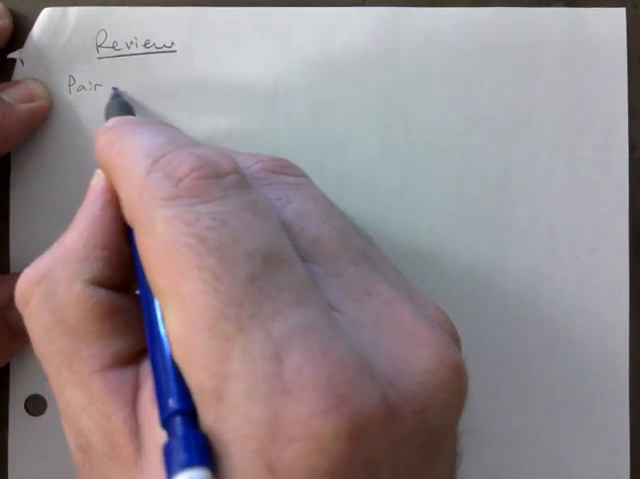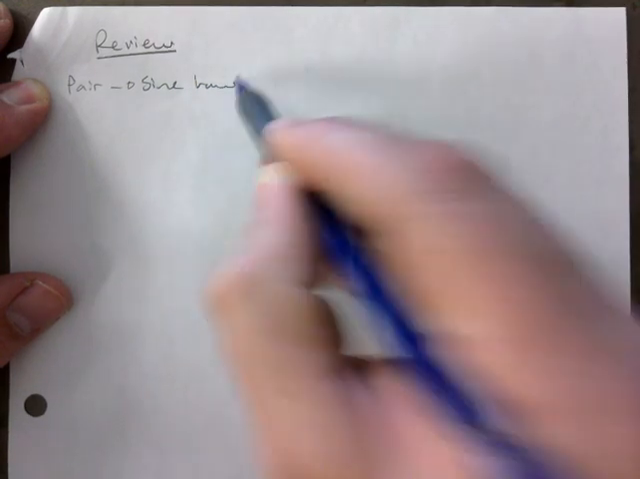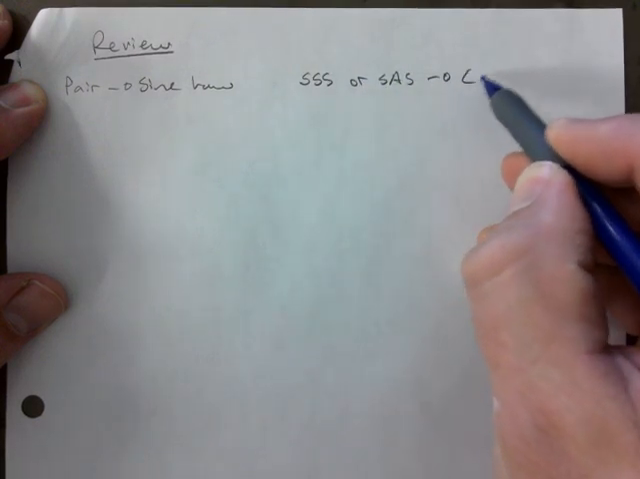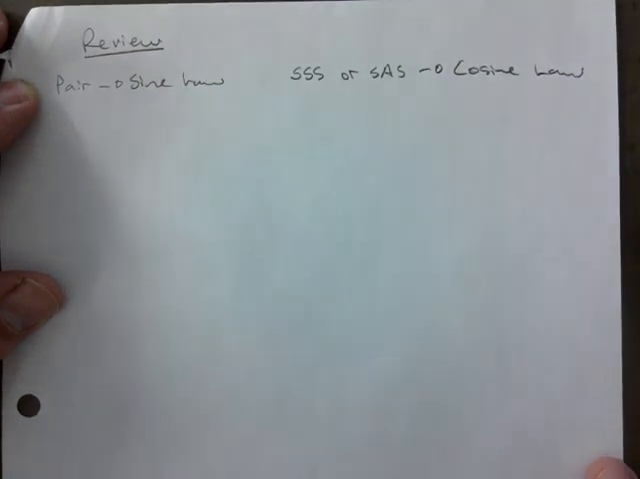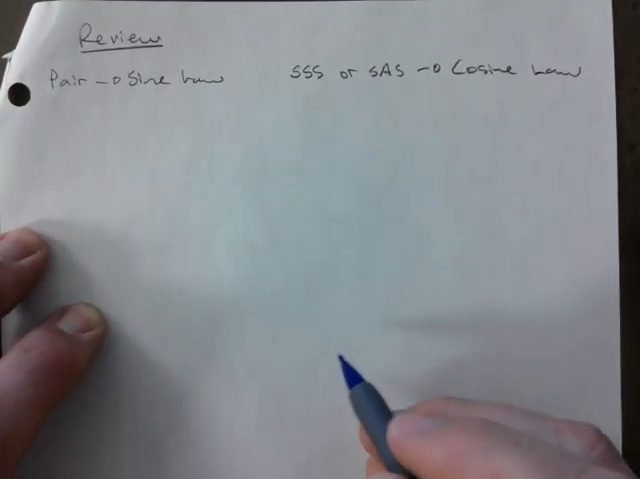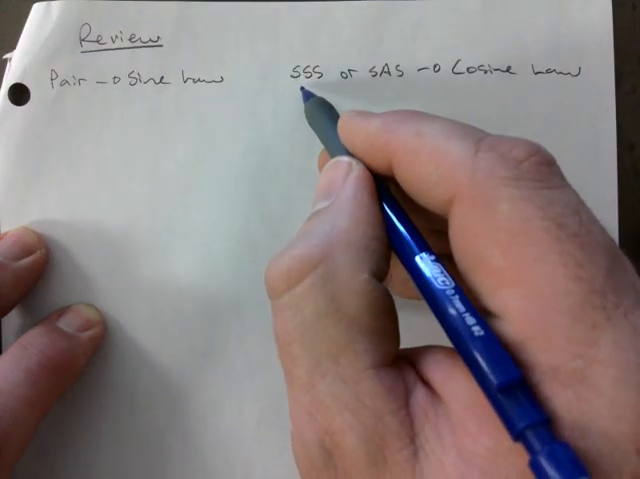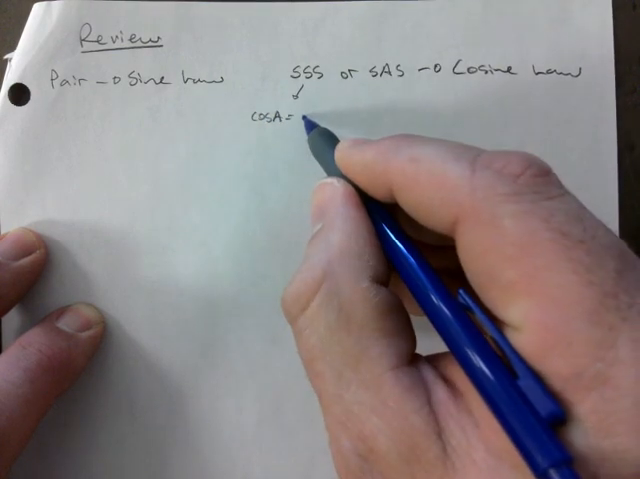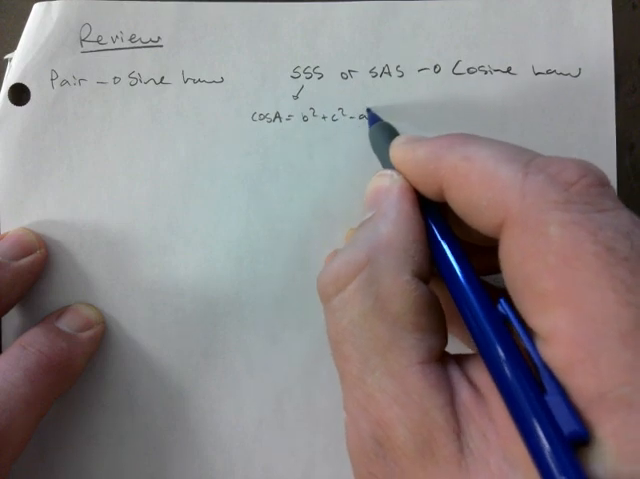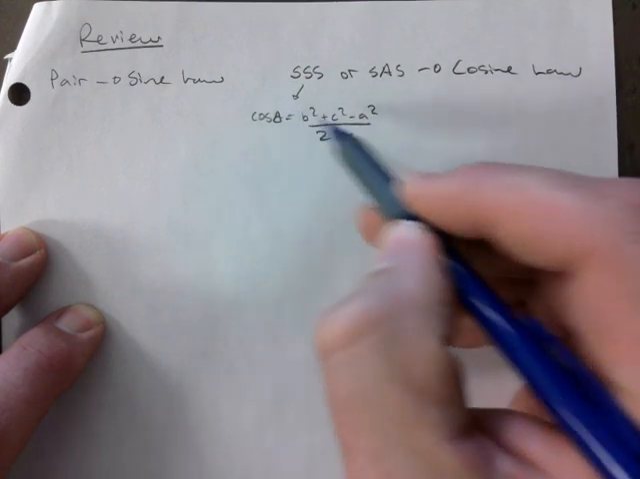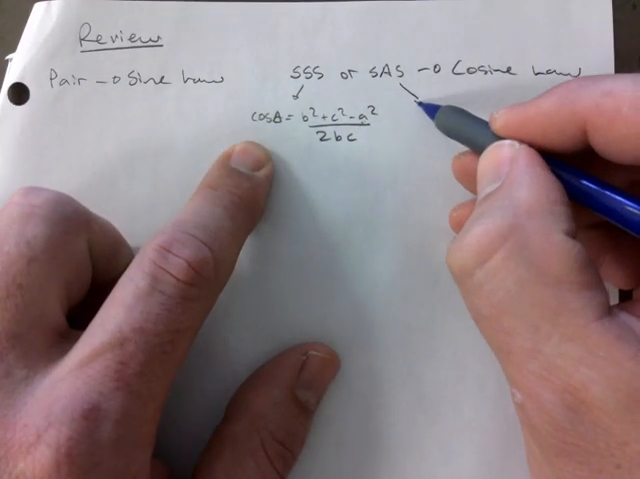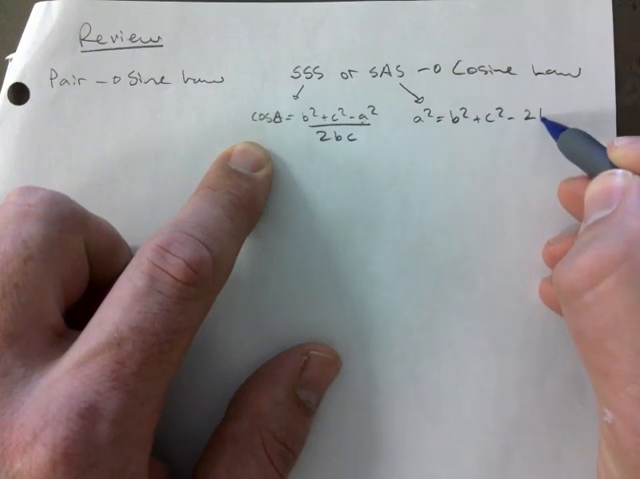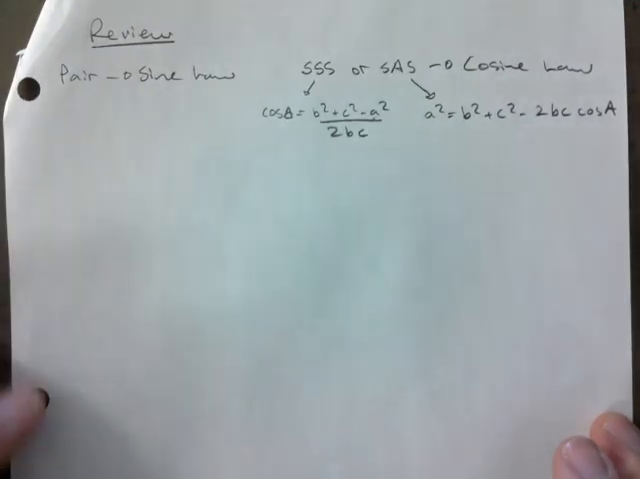Let's go very basic. If you have a pair, you're going to use sine law. If it's SSS or SAS, it's cosine law. Very plain and simple. If it's SSS, all you have left is to solve for an angle. So you would use cosine of A is equal to B squared plus C squared minus A squared over 2BC. Just make sure that the A's are across from each other. If it's side angle side, it'd be this formula that you'd be using there instead.